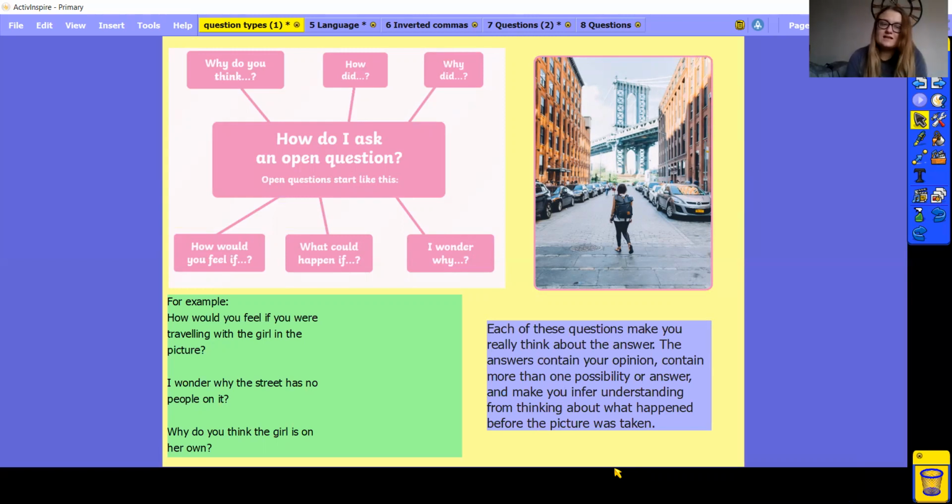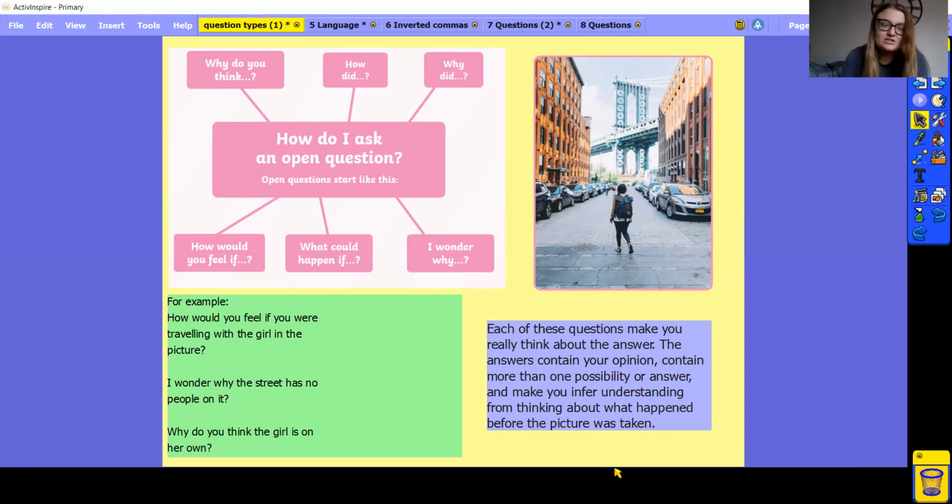Another question you could ask is, I wonder why the street has no people on it. Your answer again then would be more detailed. It'd give you a lot more information. It might be an interesting answer. You could say, I think that the street has no people on it because they are doing a photo shoot. Or I think that the street has no people on it because it is early in the morning.